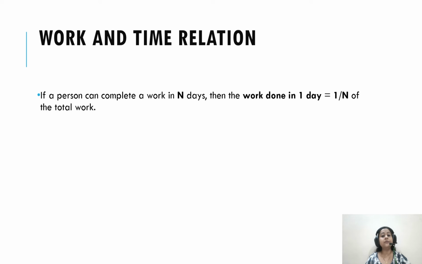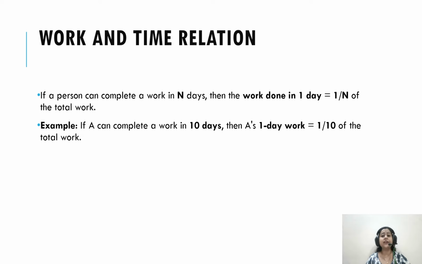So what is the relation between work and time? If a person can complete a work in n days, suppose n can be any number, 10, 20, 15, or 30, right? Then work done in 1 day will be 1 by n. Okay, that is the fraction of the total work. So in 1 day, the person can complete 1 by n, the reciprocal of the total duration. That is the fraction of the total work completed in 1 day.